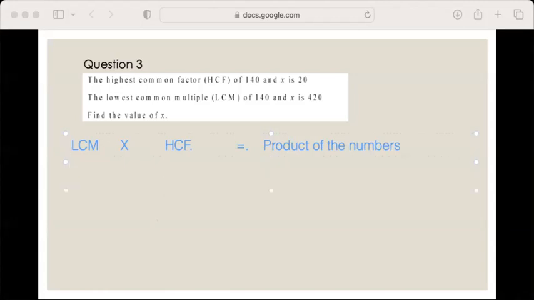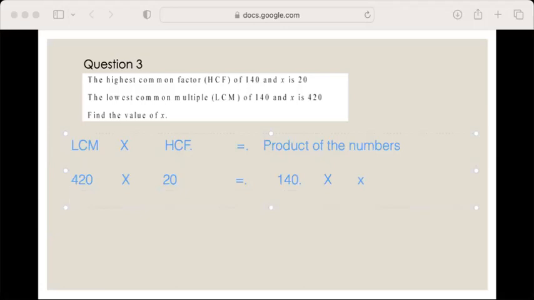So now here you are given the LCM. LCM is, say, 420, right? And HCF is also given. That is 20. So this is equal to the product of the two numbers. So what are the two numbers? One is 140, and product means multiplication, right? And the other number is called x, right? So now we can solve this question.